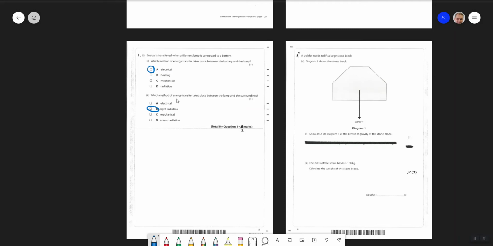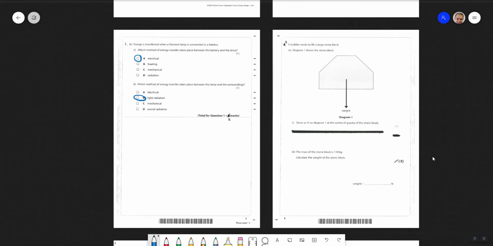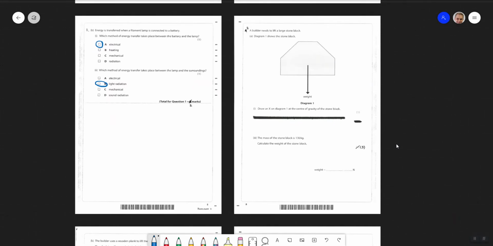Then we have question 2. A builder needs to lift a large stone block. The diagram shows the stone block. Draw an X on the diagram at the center of gravity of the stone block. The center of gravity is the point through which all the weight acts, and the weight will start to act in the center of gravity. So you're looking to be marking something around about there. You're allowed a little bit of leeway, but your X had to be at the top of the weight. So weight acts from and through the center of gravity. So it's a point around there.